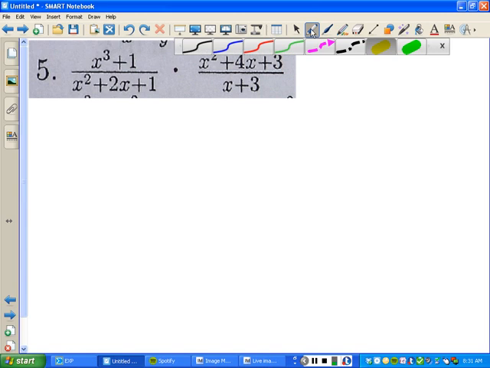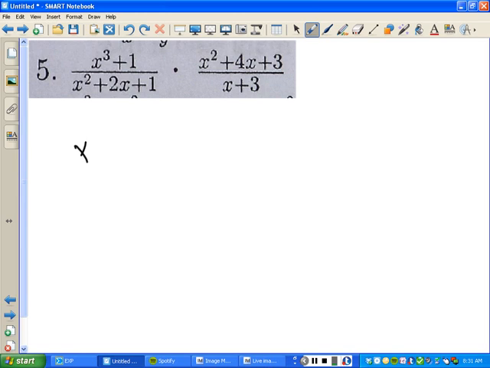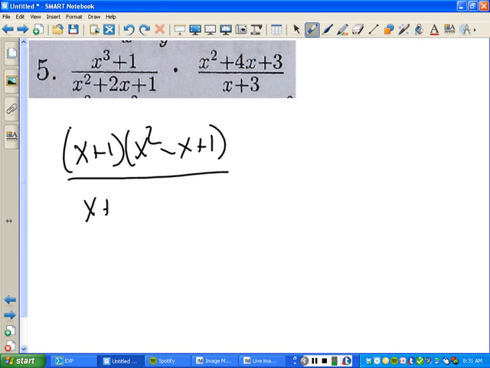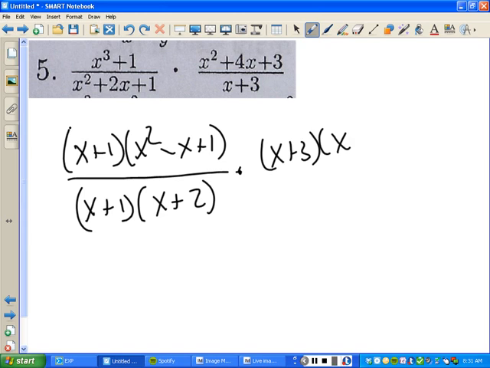Let's get an appropriate marker. And we're going to go factoring all 3 pieces. The last one's already factored. So x cubed plus 1 is going to be x plus 1, x squared minus x plus 1, over x plus 1, x plus 2, times x plus 3, x plus 1 over x plus 3.